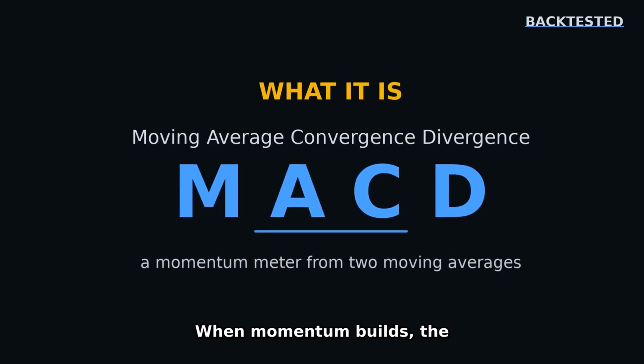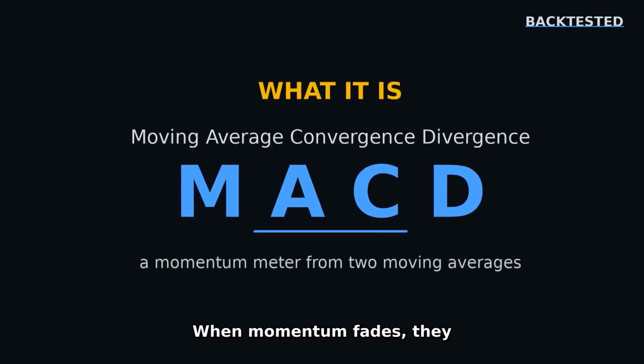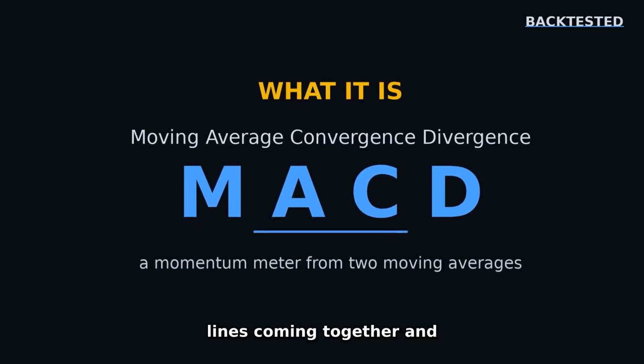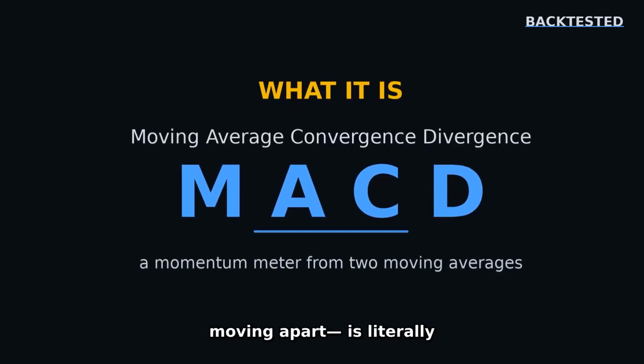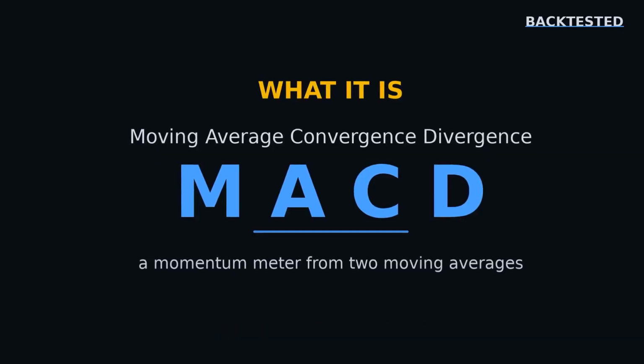When momentum builds, the two averages pull apart. When momentum fades, they drift back together. Convergence and divergence, the lines coming together and moving apart, is literally what the name describes. So the indicator isn't measuring price directly, it's measuring the speed and strength behind price.